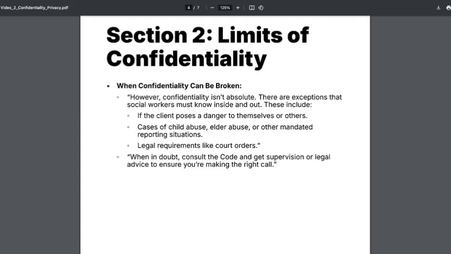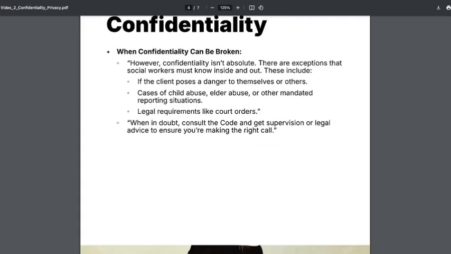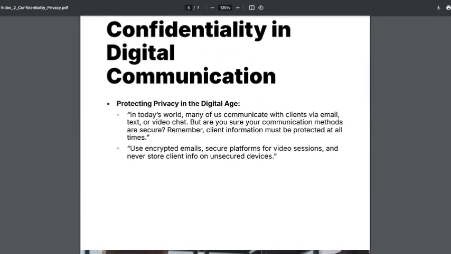Sometimes you can be ordered by the court to share information and things that you might have discussed with your clients in confidence. So please, please, please keep in mind, those are the major things. Are clients at risk of hurting themselves or someone else? Any child abuse, elder, or other mandated reporting situations, and legal situations. If you're ever in doubt, always consult the code and get supervision or legal advice to ensure you're making the right call. That is a must because there are limits to confidentiality. Make sure you remember those because that is something that will likely pop up on you when it's time to take the exam.